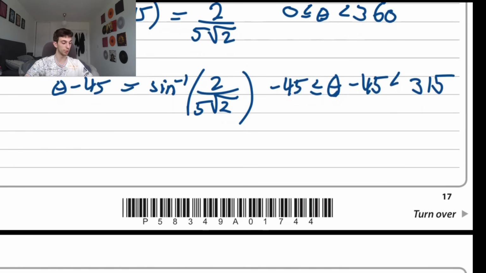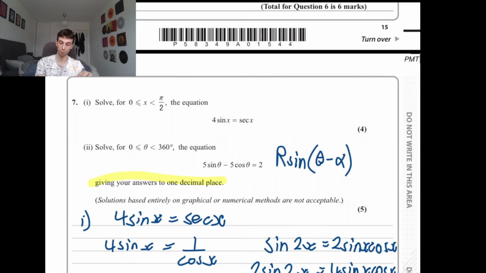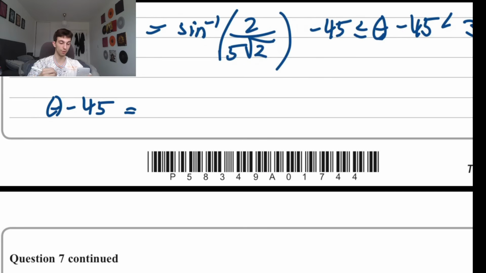So solving here, remember we are in degrees, the calculator must be in degrees now. Take the inverse sine of 2 over 5 root 2. So we get a primary value for theta minus 45. Key thing again, guys, look back at the question, look at what they tell us. They tell us that our answers are to 1 decimal place, very important. So that primary value is, taking the inverse sine of 2 over 5 root 2, 16.4. Secondary value, we do 180 minus the primary value, so 180 minus 16.4 is 163.6.